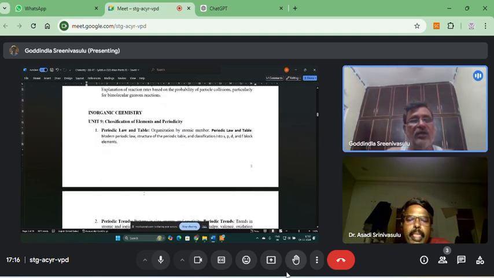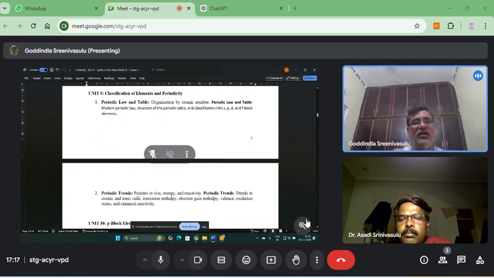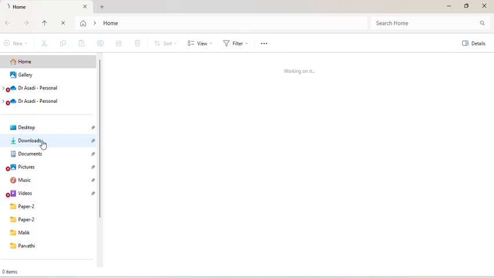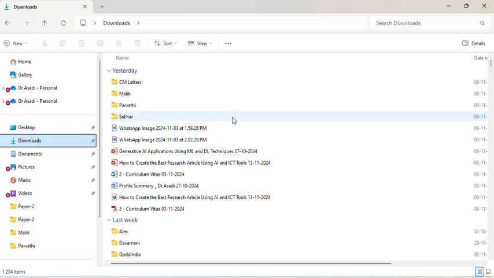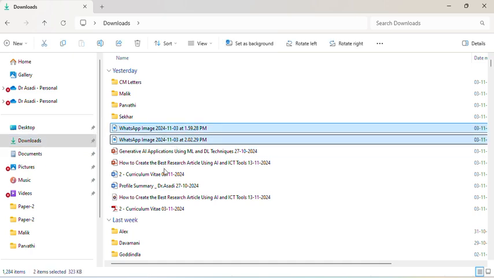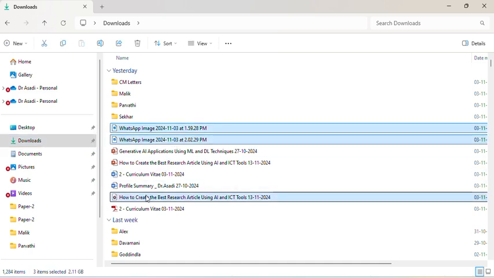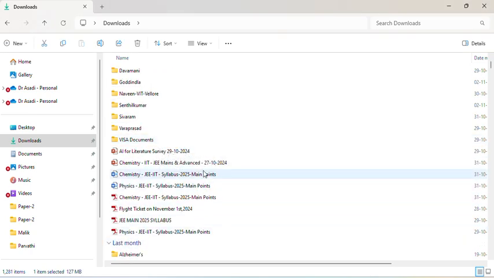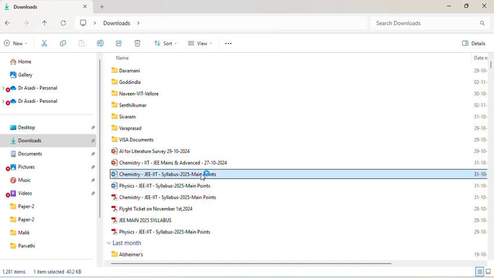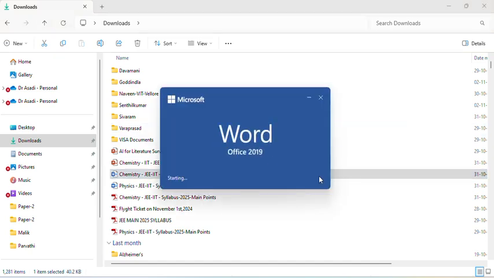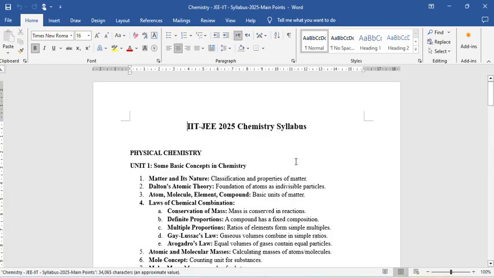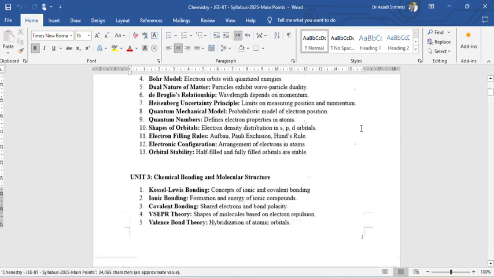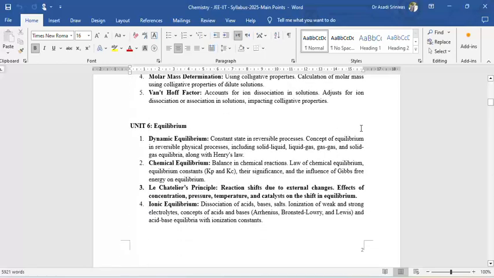So inorganic chemistry mainly depends upon the classification of the elements and how the properties are repeated. So periodic law: this represents the organization by atomic number, and the modern periodic law, the structure of the periodic table, and classification in terms of blocks, the s, p, d, f blocks, their elements, the periodic trends, patterns in size, energy, and reactivity, electron gain enthalpy, valence, oxidation states, and chemical reactivity.